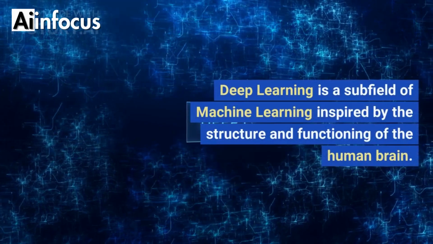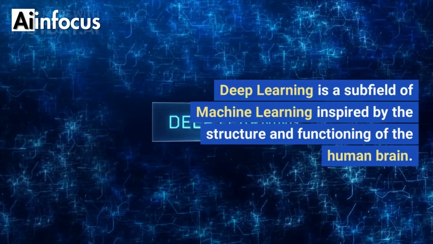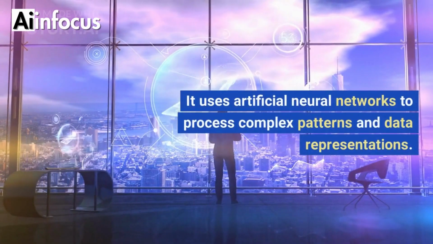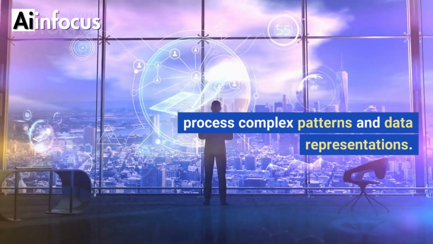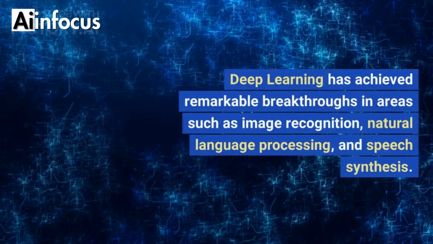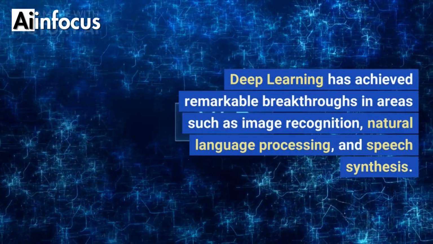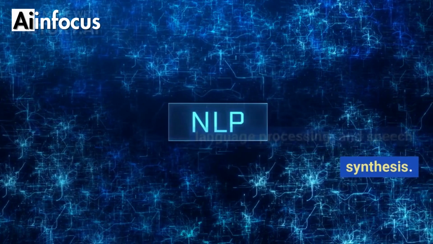Deep learning is a subfield of machine learning inspired by the structure and functioning of the human brain. It uses artificial neural networks to process complex patterns and data representations. Deep learning has achieved remarkable breakthroughs in areas such as image recognition, natural language processing, and speech synthesis.